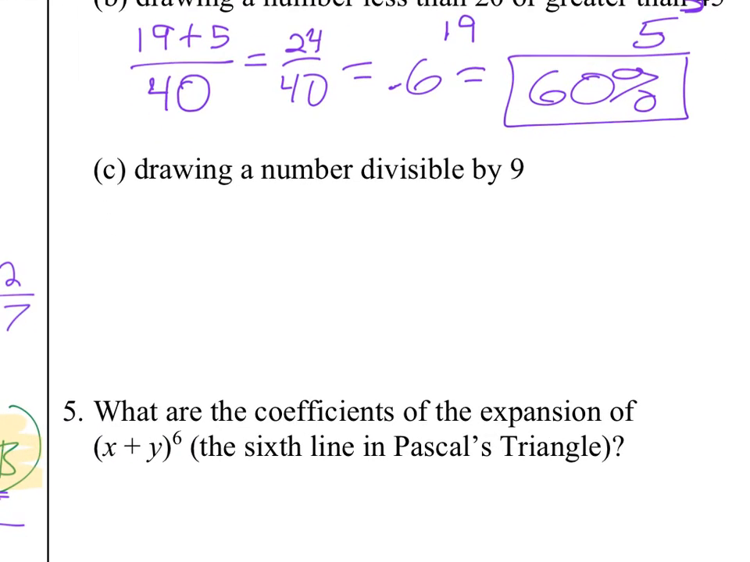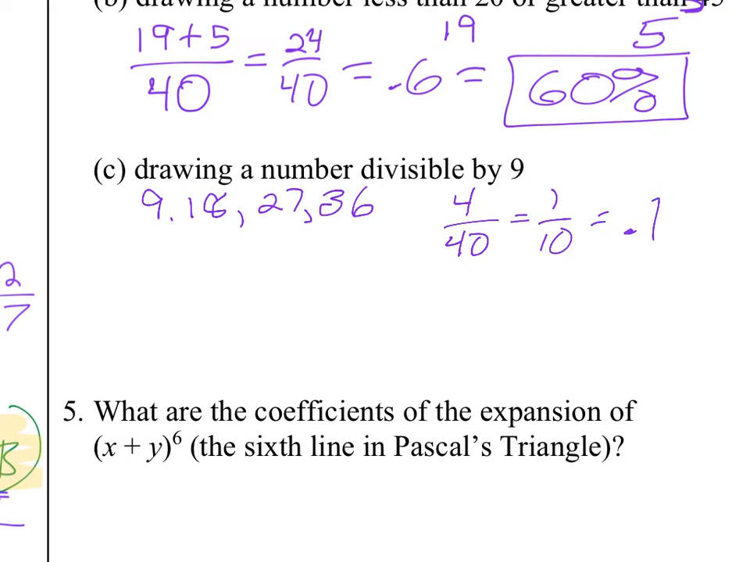Drawing a number divisible by 9. Okay, what's divisible by 9? Well, we have 9, 18, times 3 is 27, times 4 is 36, and anything after that gets above 40. So you can see I have 4 numbers. So my answer is going to be 4 over 40, which is 1 over 10, or 0.1, which gives me 10%. All right.